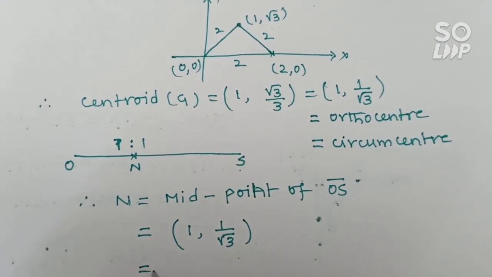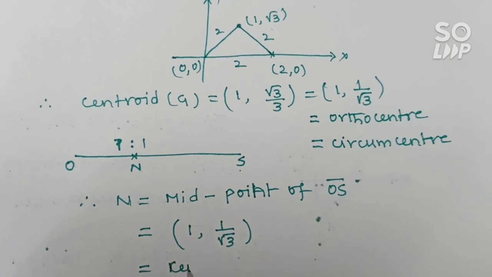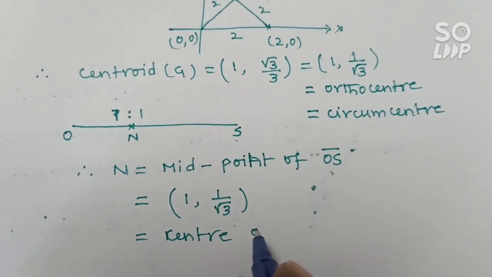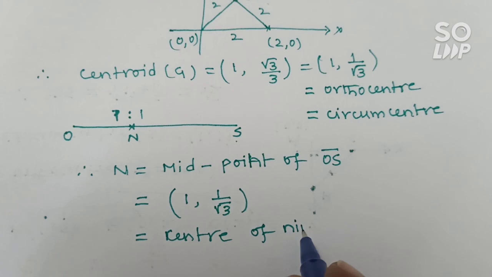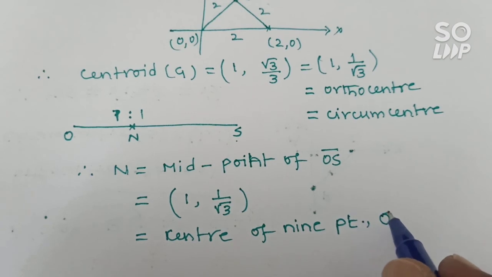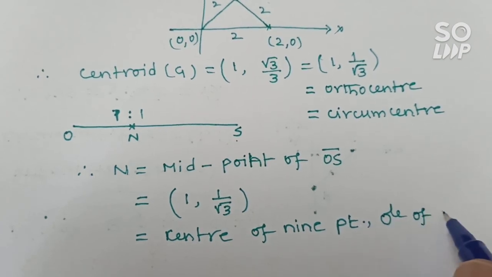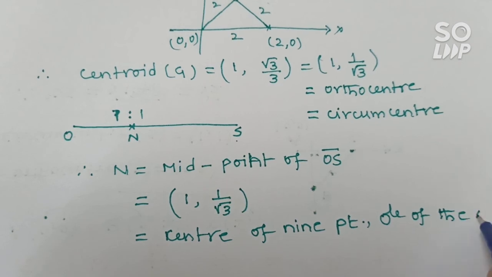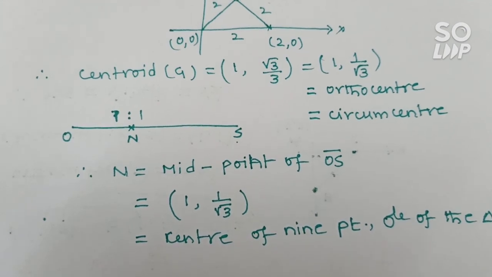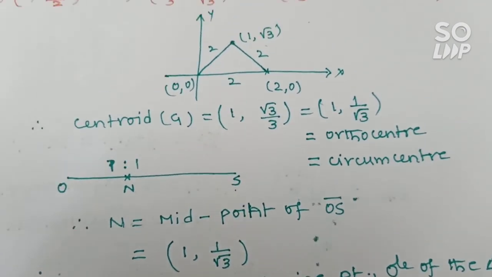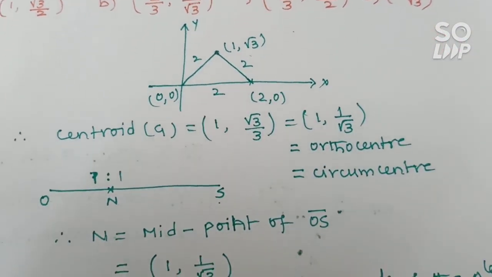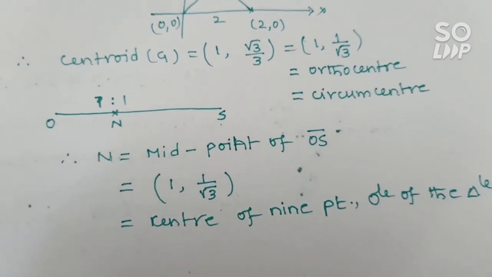This one is the center of the 9-point circle of the triangle. Right? So this one is the solution of this problem. So what is the correct option? D is the correct answer. (1, 1 by root 3) is the solution. Okay. So this one is the solution.